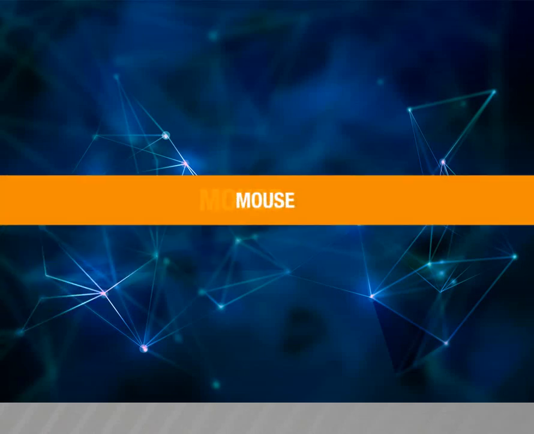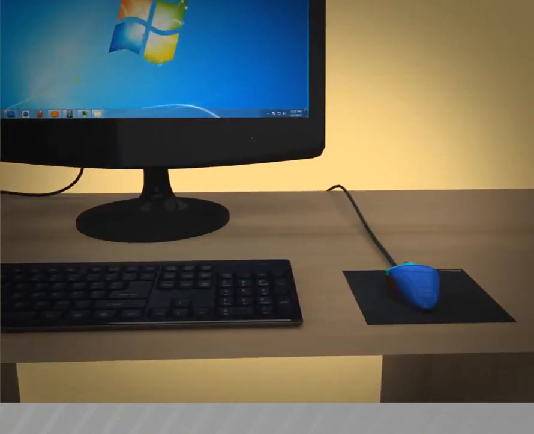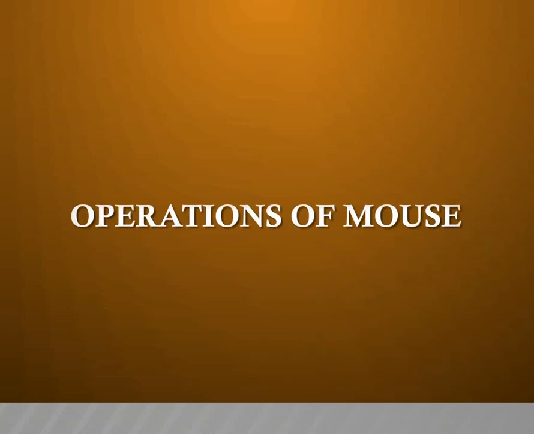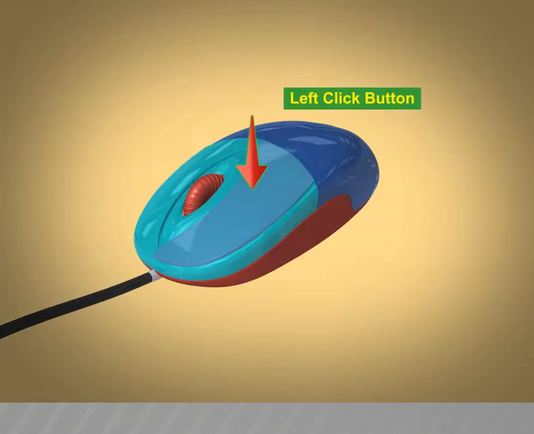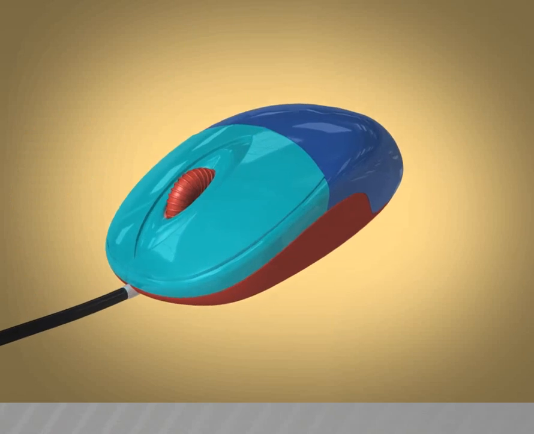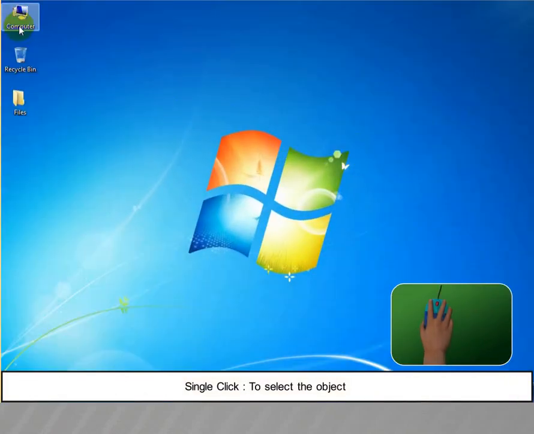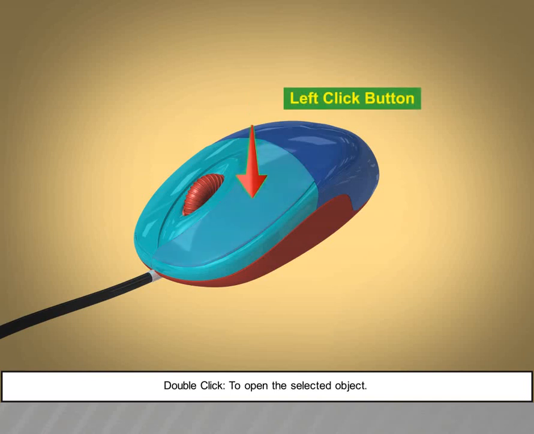Mouse. In this video, we are going to see about mouse. Mouse is an input device for computers. Operations of mouse: left click button, single click to select the object, double click to open the selected object.